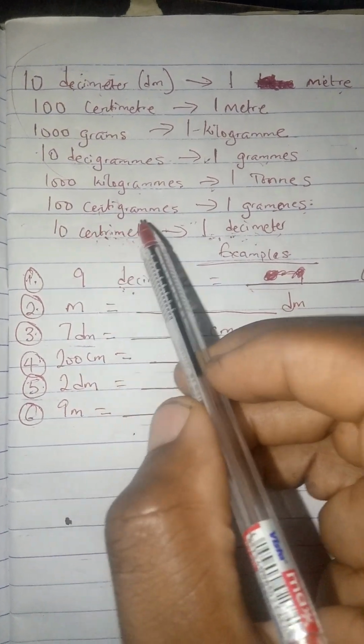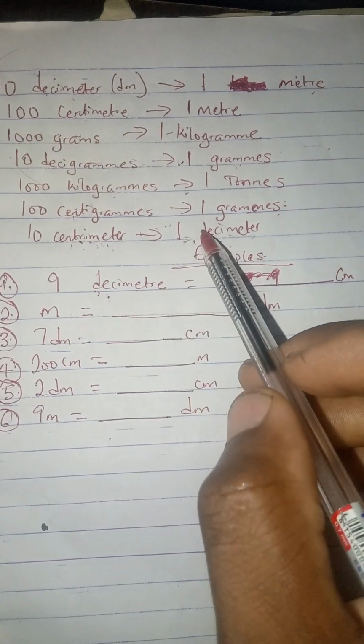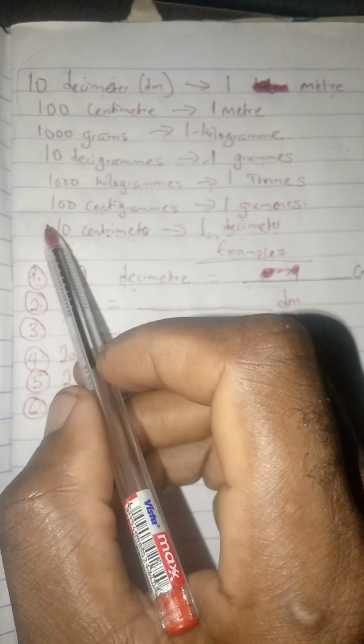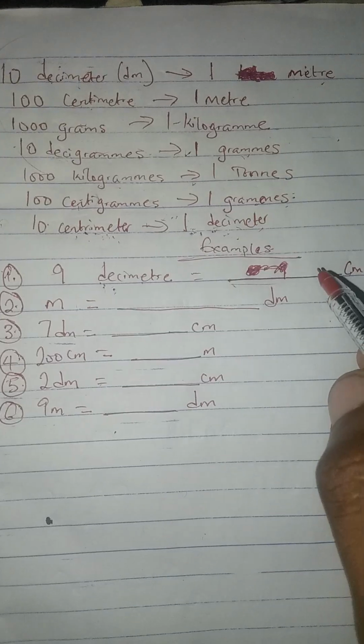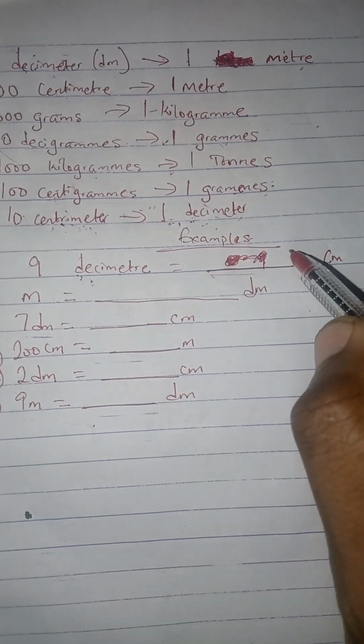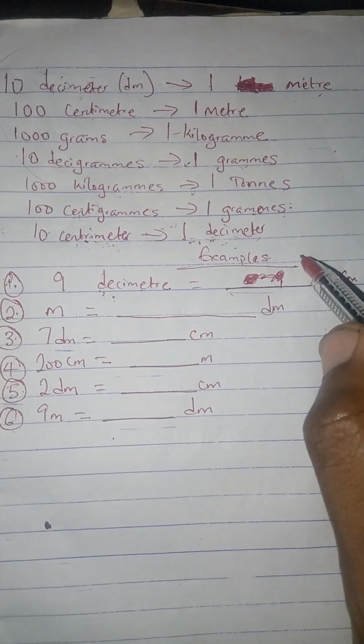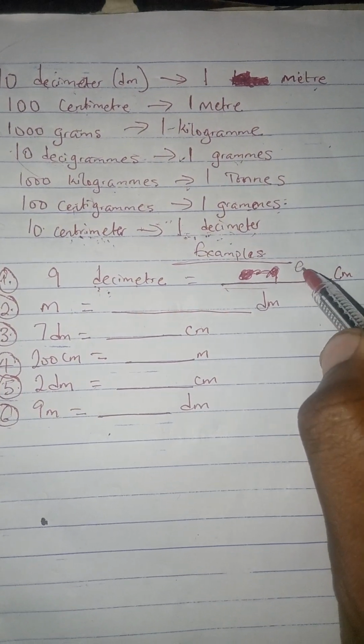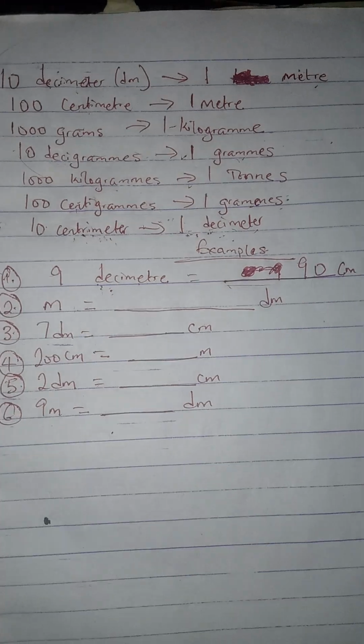Now, if 1 will give us 10 centimeter, that means 2 decimeter should give us what? 2 times 10. 9 decimeter should give us what? 9 times 10, which will give us what? 90 what? Centimeter. So our answer here will be what? 9 times what? 10, which will give us what? 90 centimeter.